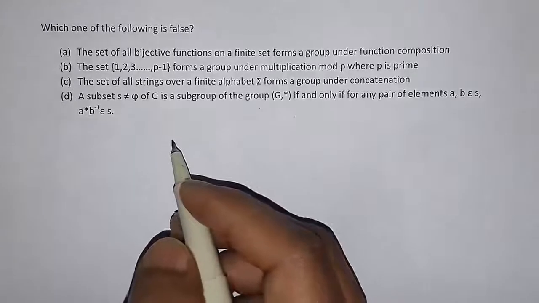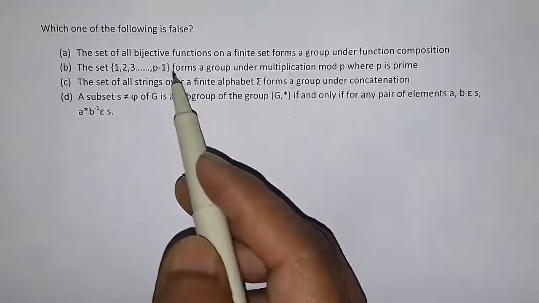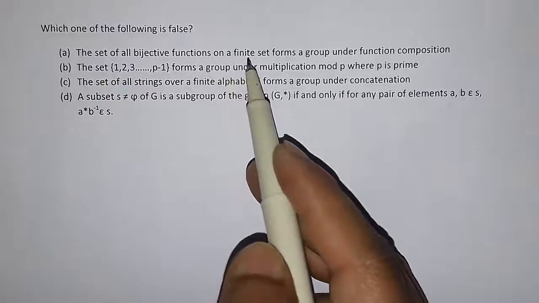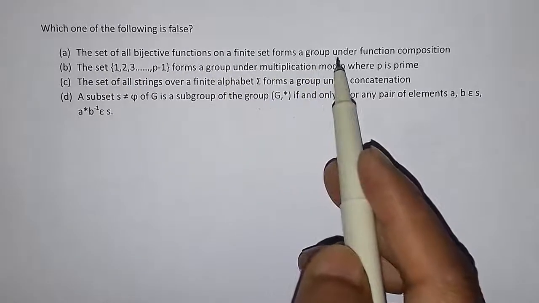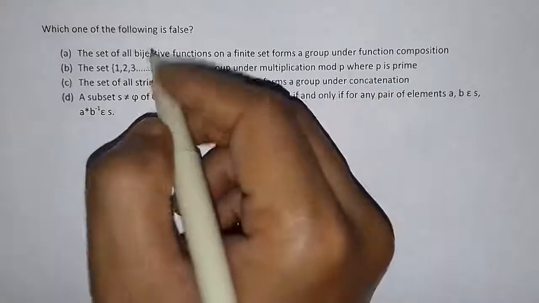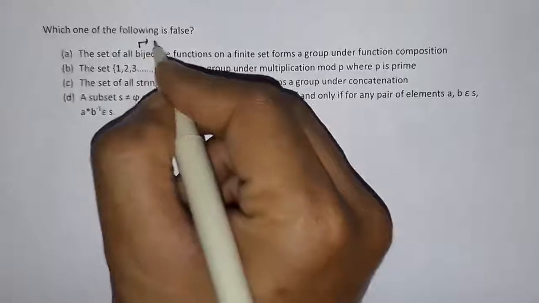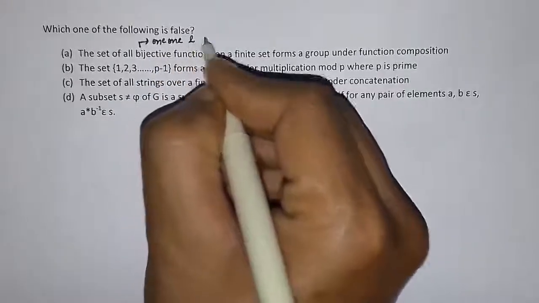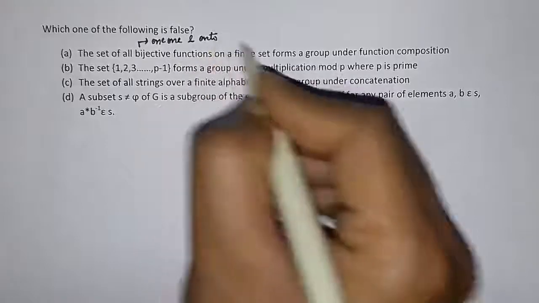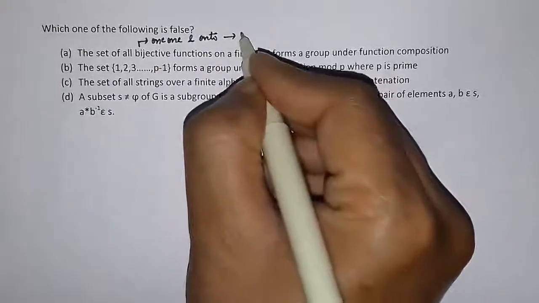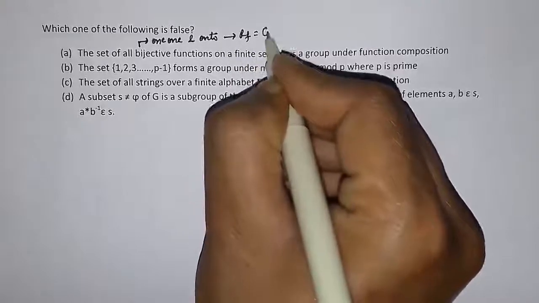Given are the four options. Which of the following is false? First is the set of all bijective functions on a finite set forms a group under function composition. First of all, bijective function means function is one-one and onto.